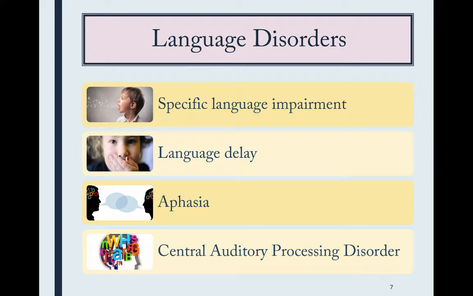And so children with specific language impairments can have such things as a delay, overall delay in their language. They can have an actual language disorder termed aphasia, or they could have central auditory processing problems where they're not processing the language as well, so they're not retrieving the language.